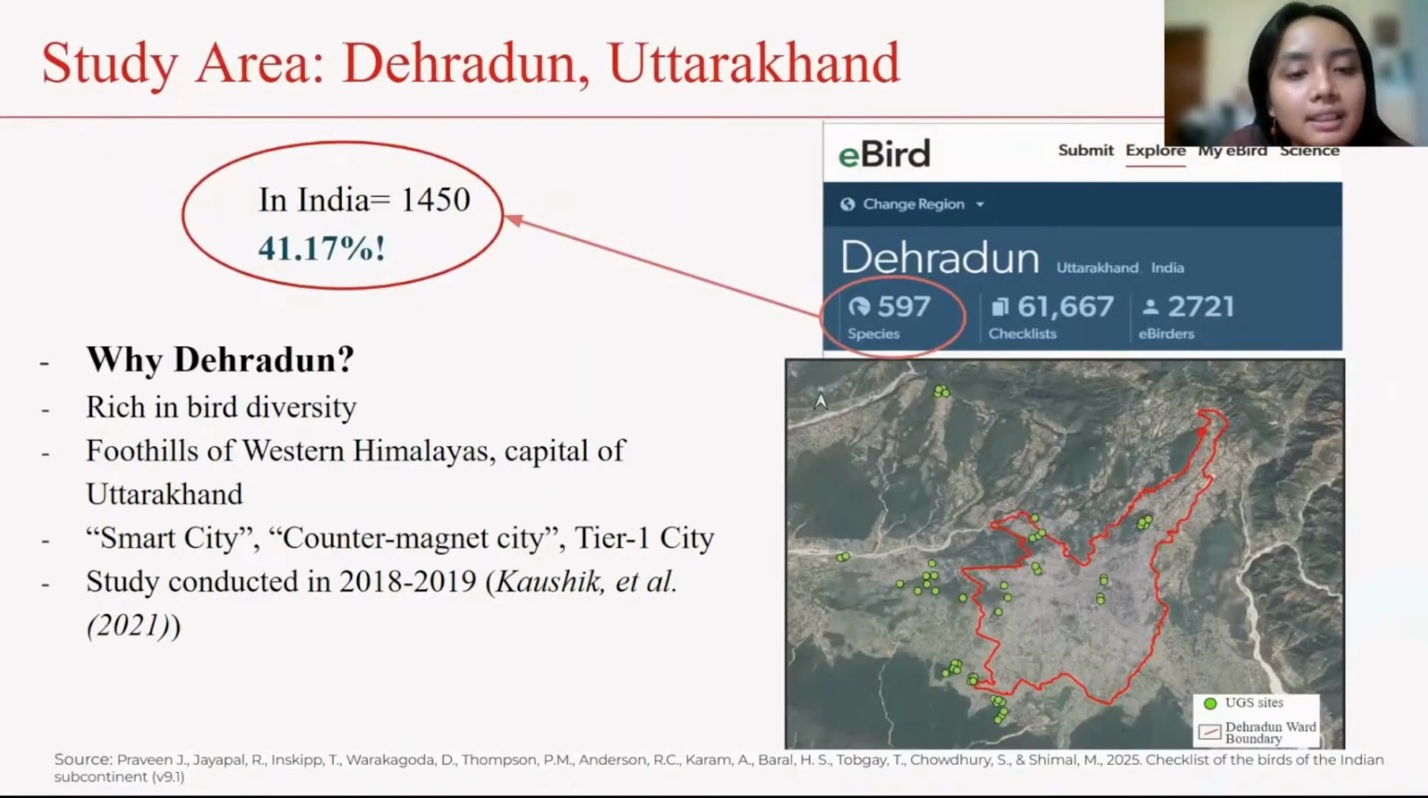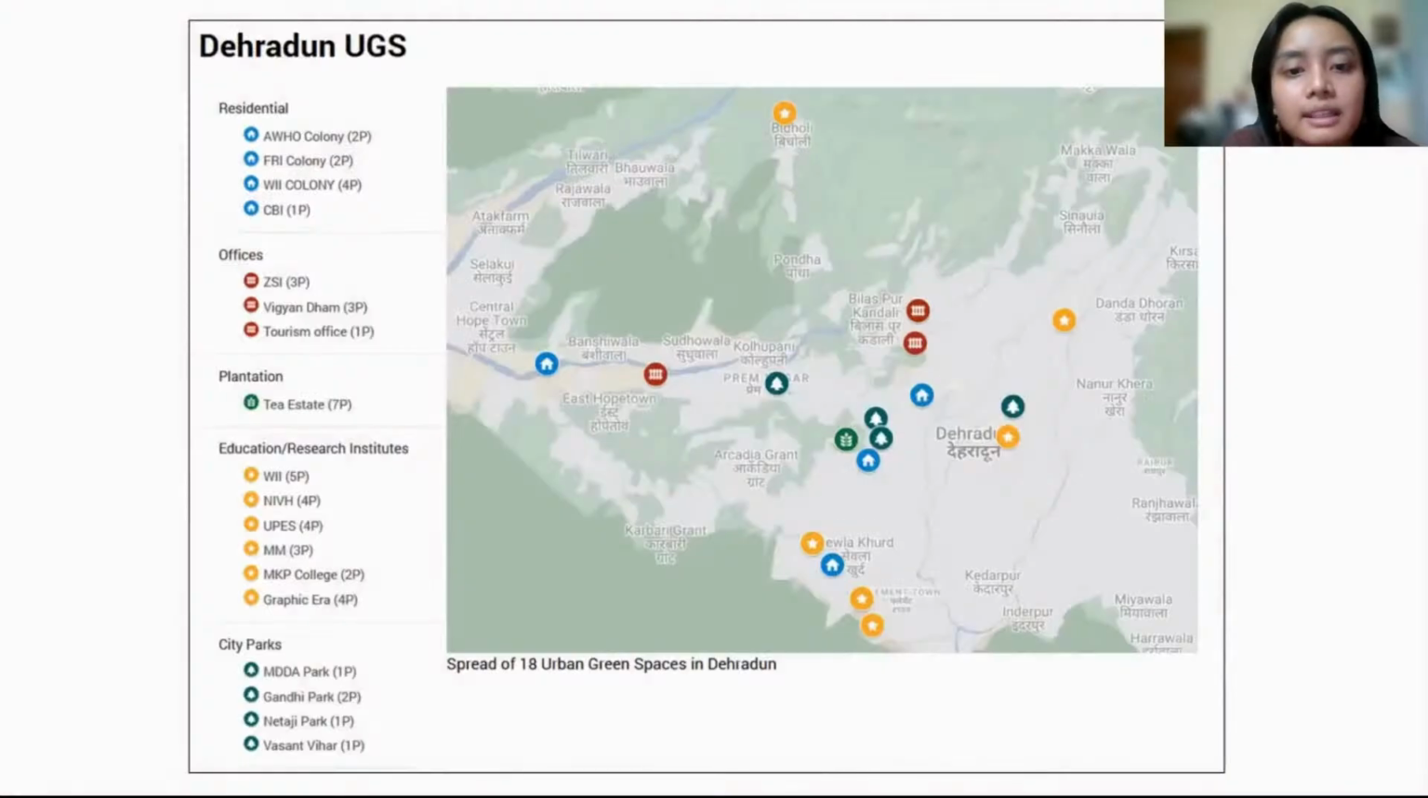We conducted our study in Dehradun, the capital of Uttarakhand, situated in the Himalayan foothills. Since gaining statehood in the year 2000, the city has undergone rapid urban expansion, resulting in the loss of agricultural lands, forests, and open areas. For our study, we covered 18 urban green spaces, which include 6 educational institutes, 4 city parks, 4 residential complexes, 3 office parks, and 1 abandoned tea plantation.